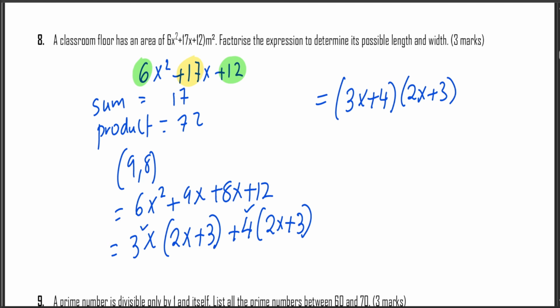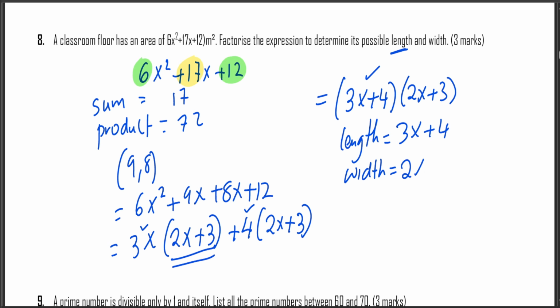The ones outside, you bring them together. No, you just write this once, don't write it twice. So you get something like this. Now basically your length is not the number you were given, it is the answer. So our most probable length is this, because the length is usually the longest side. So this is 3x plus 4, and our width is the shortest side, and most probably is going to be 2x plus 3. So those are your answers. That question is very tricky. In case you didn't understand it, just be very keen when answering such a question.